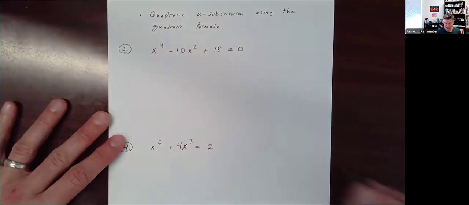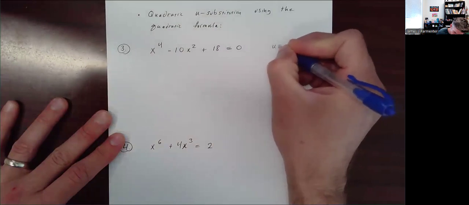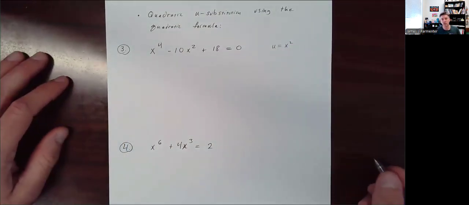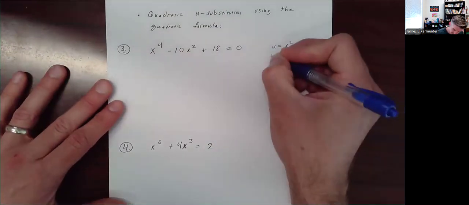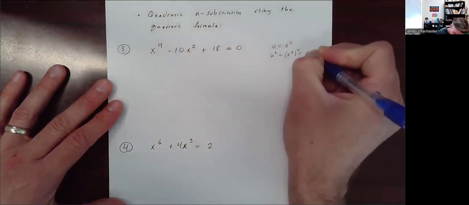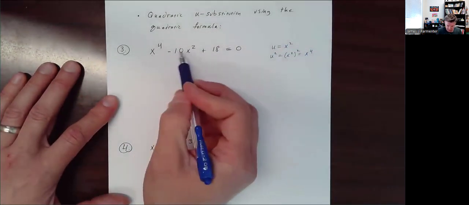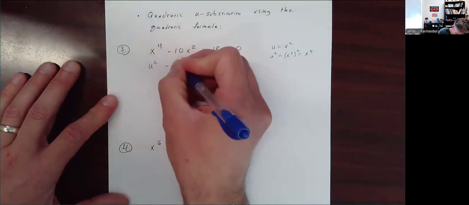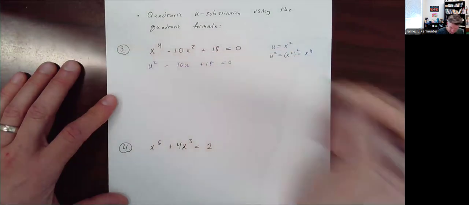So here, I would choose to do the u-substitution, and I would let u equal x squared. And I'm always picking the power of x that's closer to 0, usually smaller or less negative if we have negative powers. And then the square of that should be the other power that's in your equation. So u is x squared, and u squared is x squared squared, which is x to the fourth. There's my x to the fourth, there's my x squared. So I'm going to rewrite this as u squared minus 10u plus 18 equals 0.